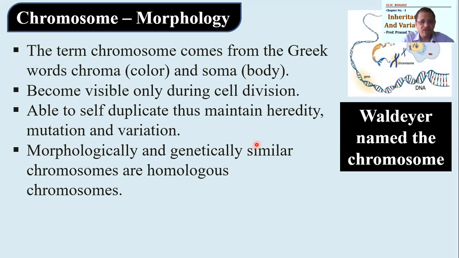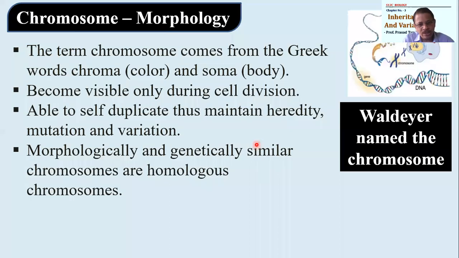Morphologically and genetically similar chromosomes are known as homologous chromosomes. We have given this concept already earlier. At that particular time, we said the chromosomes, two chromosomes generally, which are having the same morphology. Morphology same means what? They are having the same length, same position of centromere, etc. And they are having the same genes at the same loci. That's why they're genetically also similar.